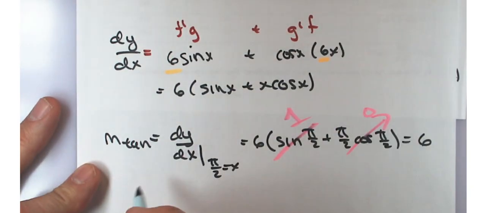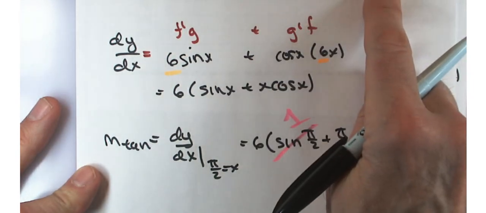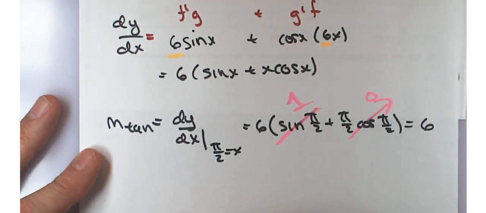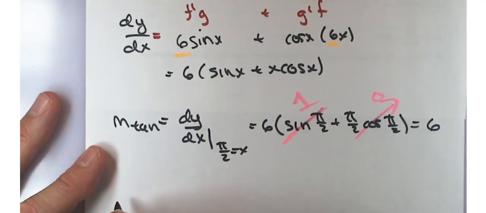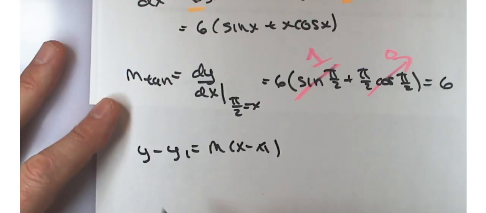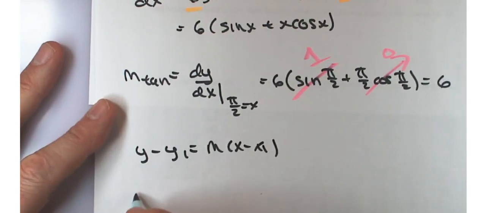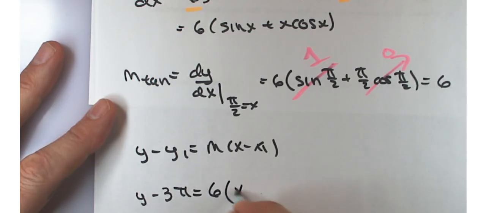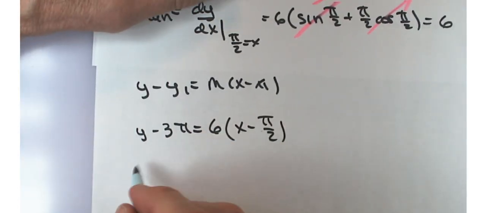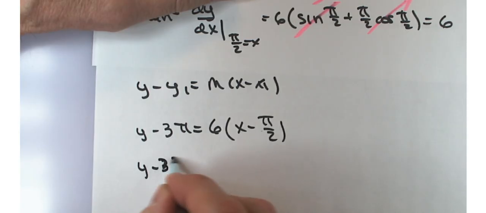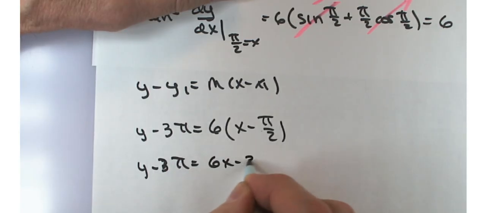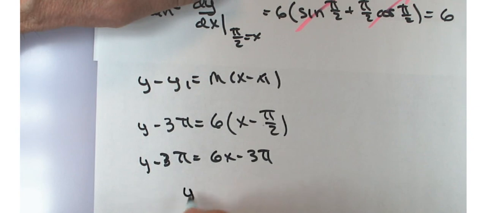We got the point pi over 2 and 3 pi. So let's see here. It's going to be y minus y1 equals m times x minus x1. Let's plug in and solve. Y minus 3 pi equals 6 times x minus pi over 2. So it's going to be y minus 3 pi equals 6x minus 3 pi. Or how about just y equals 6x as the equation of our tangent line?